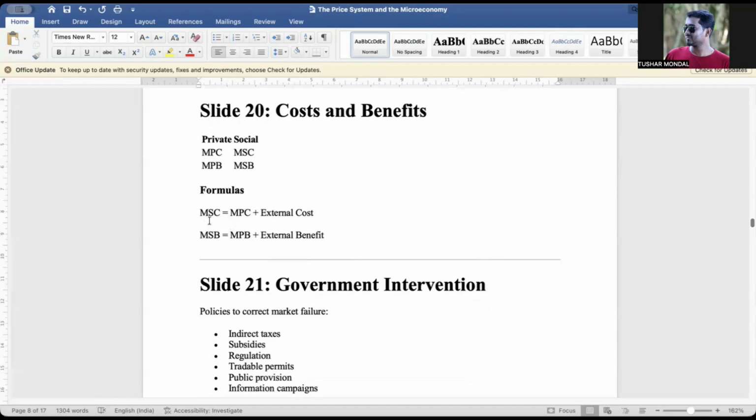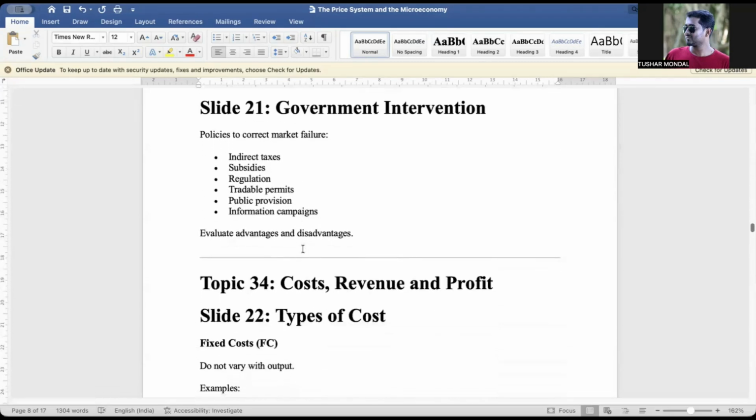Both combined it is coming here, right? Now, could you find out here the private cost and external cost are summed, and that is the social cost, and the benefit exactly the same again: social benefit equals private benefits plus external benefits. Okay. Now, government intervention: policies to correct market failure.